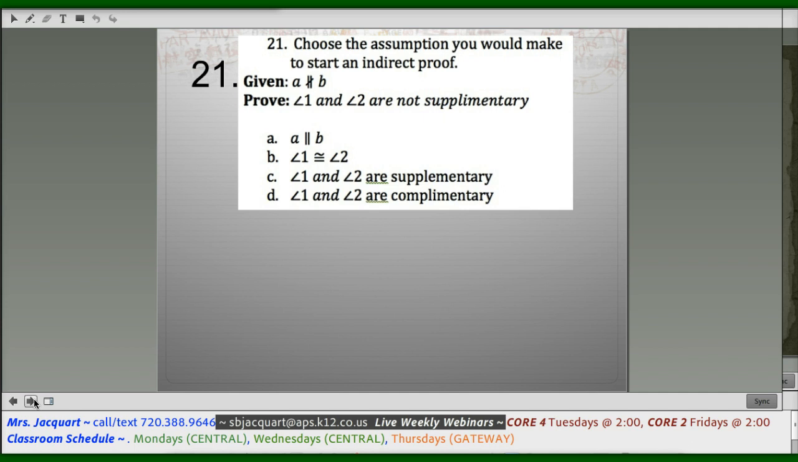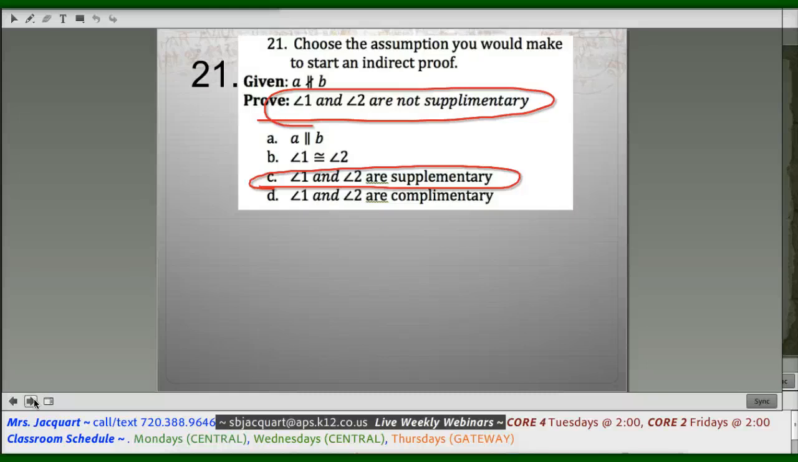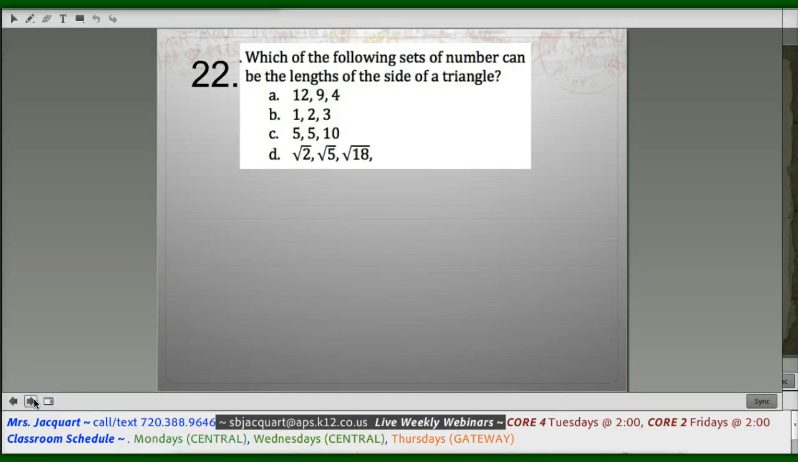Now, when we're trying to prove something and we're trying to prove it indirectly, we assume that what we're trying to prove is not right. So if 1 and 2 are not supplementary, we're going to try to prove that they are supplementary. And we'll find a contradiction, and then we say, therefore, it can't be. Okay, which of the following won't work?